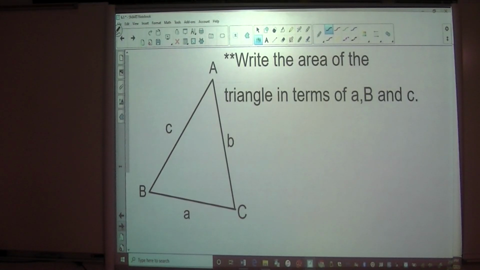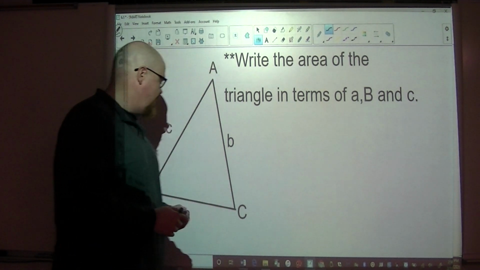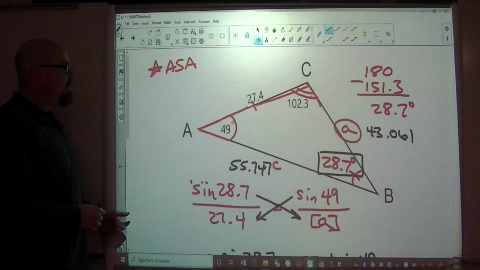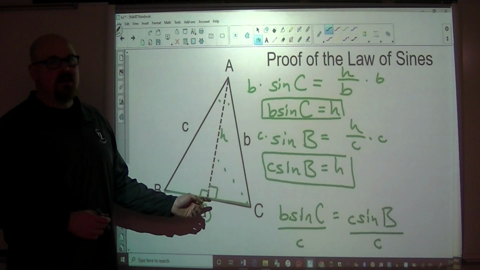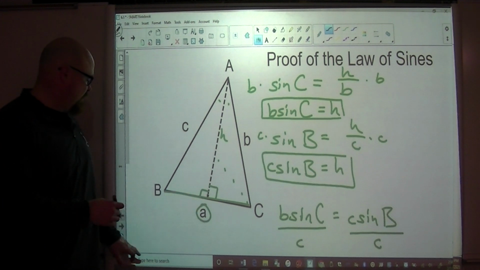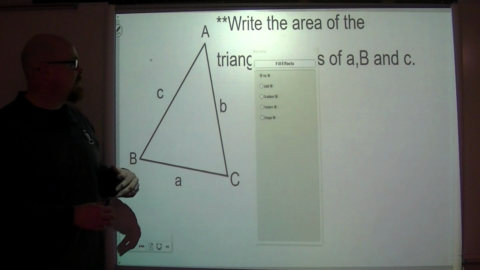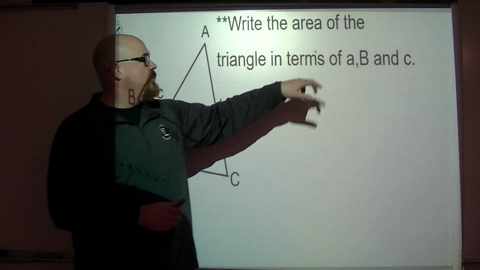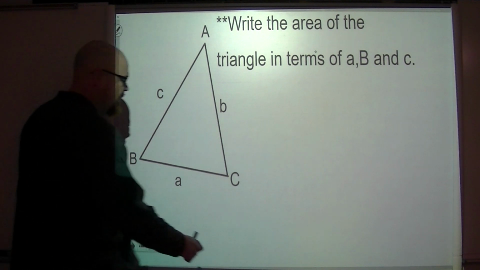Okay. Write the area of the triangle in terms of A, B, and C. Now, when we were doing this proof for the law of sines, we dropped that height segment. When do you want to know what the height of a triangle is? When you want to know its area, right? So this problem is going to lead us to a new formula for calculating the area of a triangle.